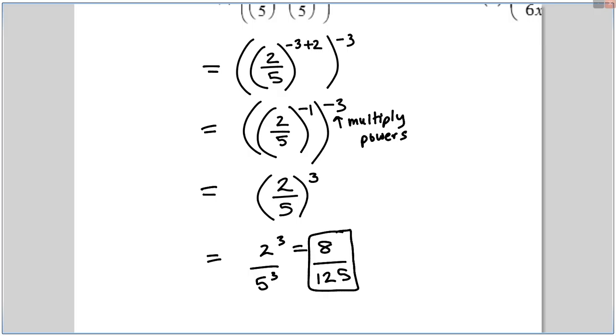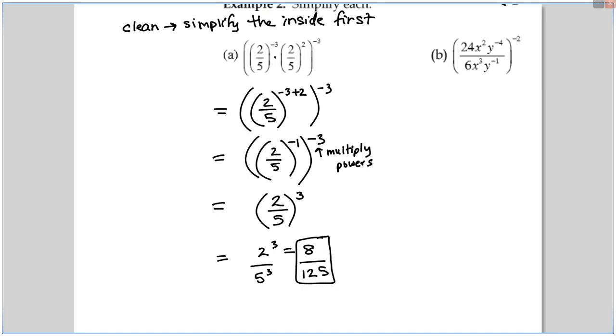Not bad, not bad. Could you just pump this original thing into your calculator, probably, with brackets and do everything properly? Could you get this answer? Yes. But that's not the point.